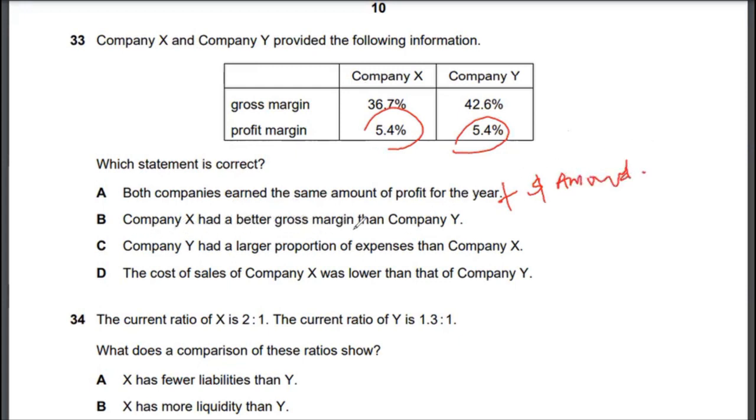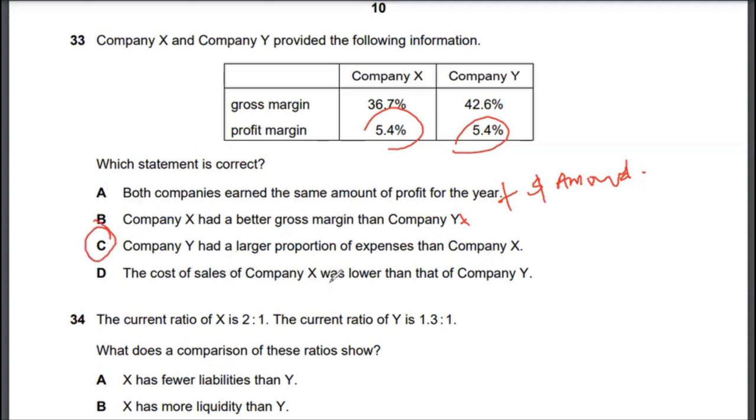Company X had a better gross margin than company Y. Let's look at that. No, that's actually false. Company Y has a better gross margin than company X. Company Y had a larger portion of expenses than company X. That is possible because company Y has a higher gross profit margin compared to company X, but at the day end, they have the same profit margin. That means company Y does have higher expenses. So I think the correct answer to multiple choice 33 would be option C, but let's also read option D.